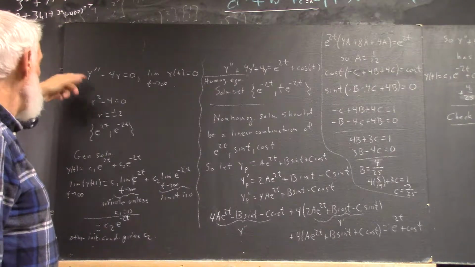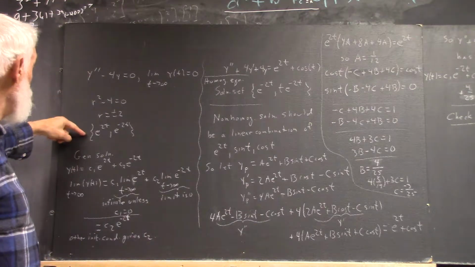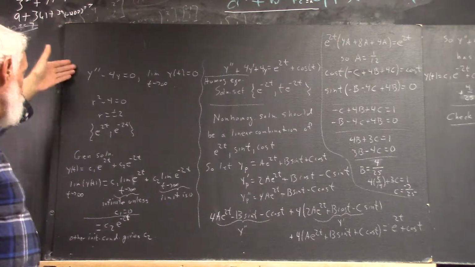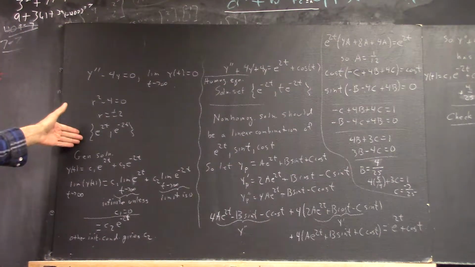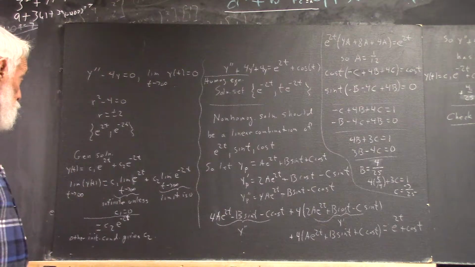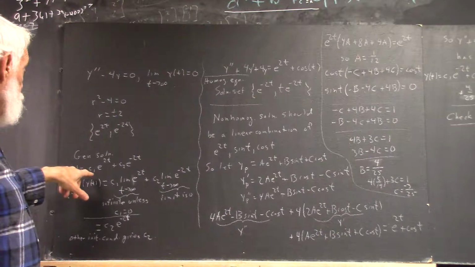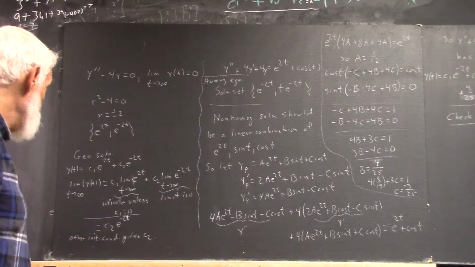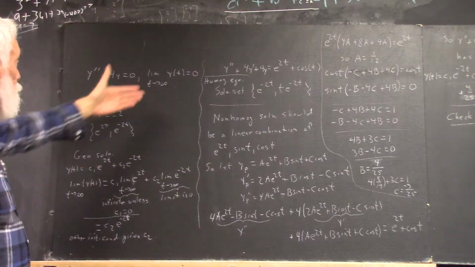Now, I assume you can find the solution to the thing. There it is, and there's your solution set, e to the 2t, e to the negative 2t. So your general solution is a linear combination of e to the 2t and e to the negative 2t. So we apply this condition.